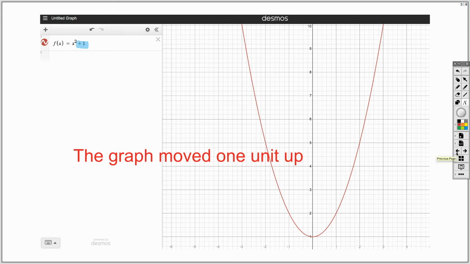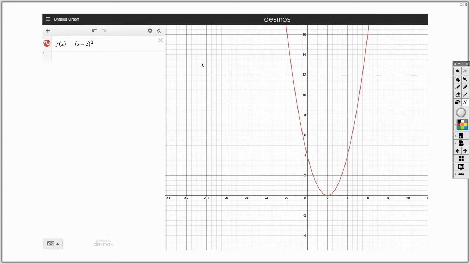These are typically the easiest to identify, because whatever is added or subtracted after the x to the power of 2 depends on whether it's moving up or down. But then we have y or f(x) equals (x minus 2) to the power of 2. A rule to keep in mind is that whatever is different and it's in parentheses means it's going to move right or left, meaning horizontal.